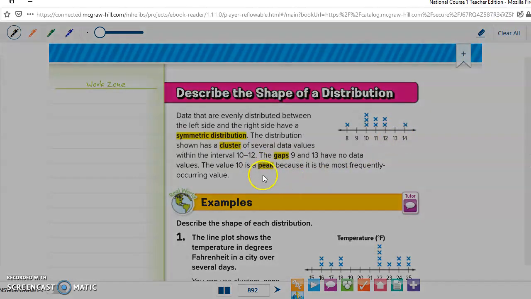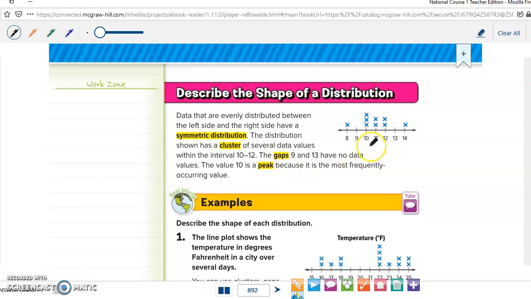Now, what does peak mean? For the peak, you look for the most frequent value. Look, number 10 has 3 values. Number 11 has 2. Number 12 has 2. So what's the most frequent? Number 10. So the peak is number 10. It's very easy. What are the gaps? Here you see the area without x, like number 9. You see number 9 without x. So this is a gap, and we have another gap here at 13 because it has no values.